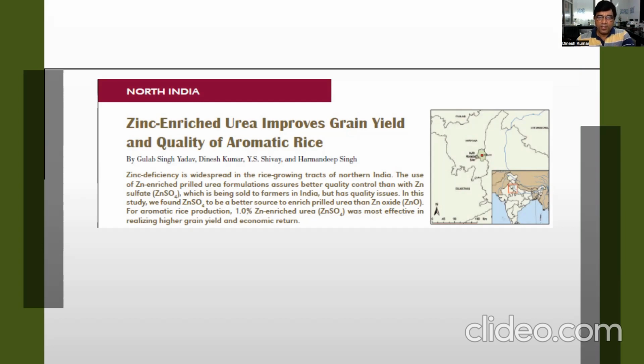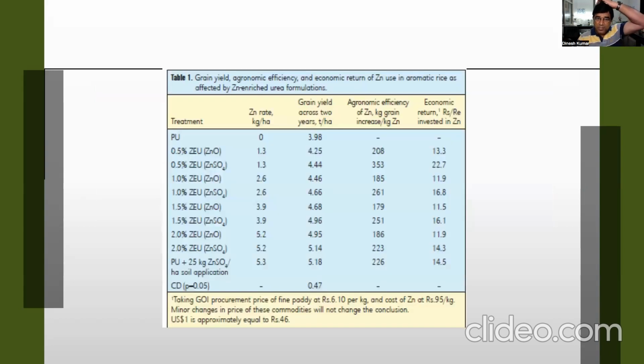This paper is from Dr. Gulab Singh Yadav, who was my first student in MSc, and he is no more. Last year, I think nature has snatched him from us. He died of COVID. This is his paper.